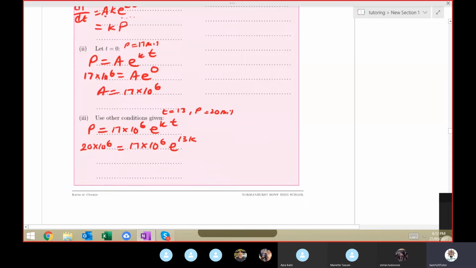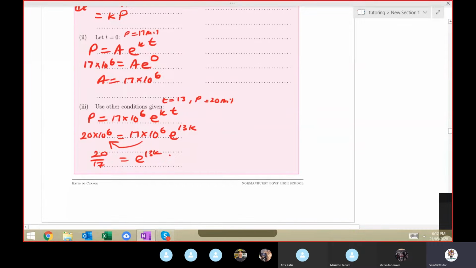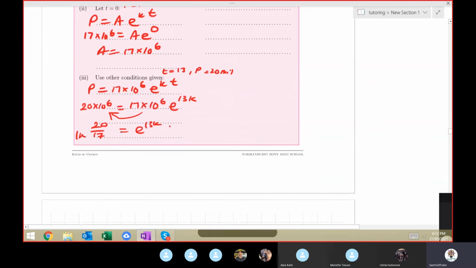Okay, back to our solving for k. What's the first thing I get rid of? 17 times 10 to the power of 6, divide that over. So that's 20 million divided by 17 million, which is 20 over 17. What do you do to both sides? Remember, you're solving for k. Log. Log both sides. So you get log of 20/17 equals, bring the 13k over, and then log and e cancels out, and then you're solving for k, and you're done. Plug that into your calculator.